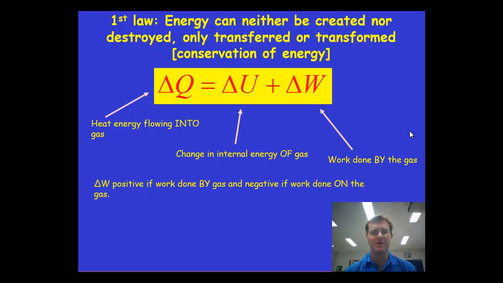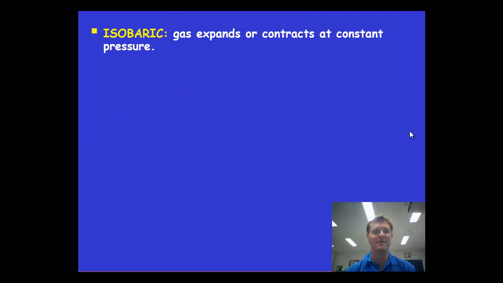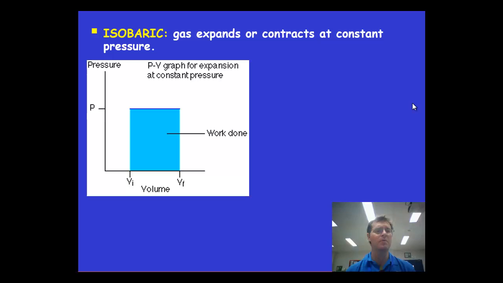So the first one of the examples of processes I'm going to talk about is something called isobaric. So an isobaric change is when gas expands or contracts at a constant pressure. Now commonly we show these changes using a pressure volume graph. So here's my pressure volume graph, and I've got pressure and volume, and I'm saying that the pressure is constant, so that's why we have a horizontal line here, and the volume changes from volume initial to volume final.